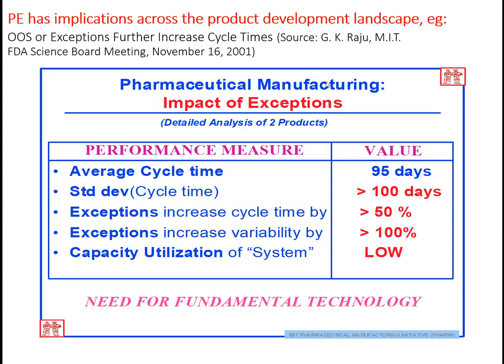So this is done for many, but this is just a detailed analysis of 2 products, but it's pretty representative of what they found across the board, was that the estimate that the plant managers made were in the neighborhood of 25 days. The average, it turned out, was 95 days. Now, this for these 2, so it varied, but it was in that neighborhood, a factor of 3 different, let's say, or 4 different. And notice the standard deviation was greater than the average, and the exceptions increased cycle time by about 50% and increased the variability by over 100%. So it's low capacity utilization.